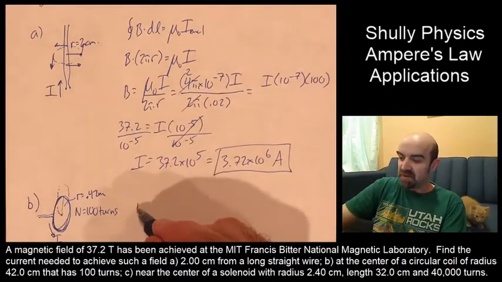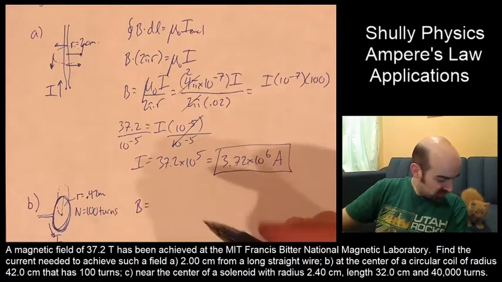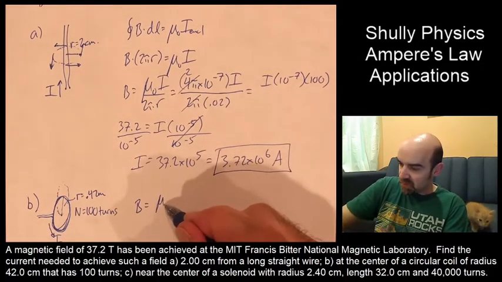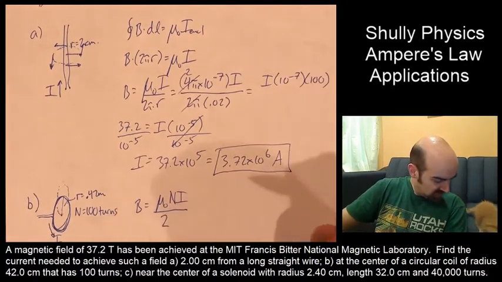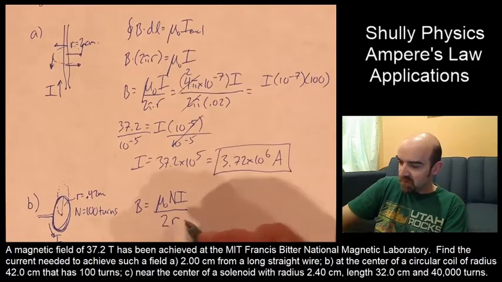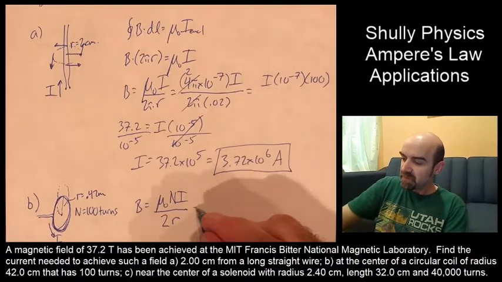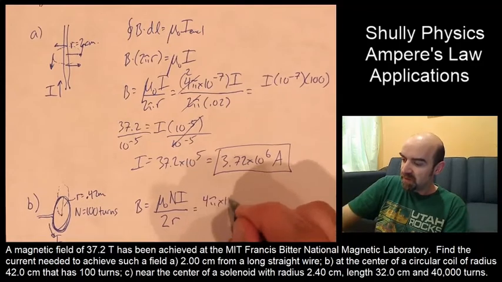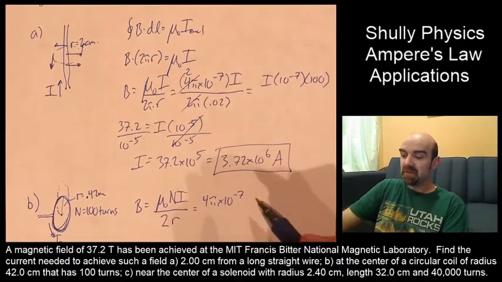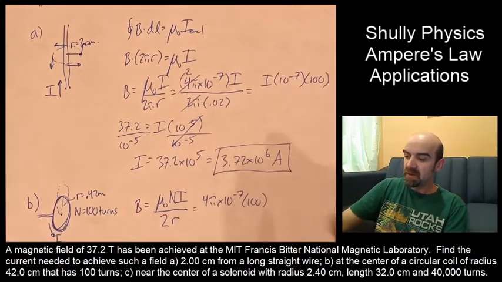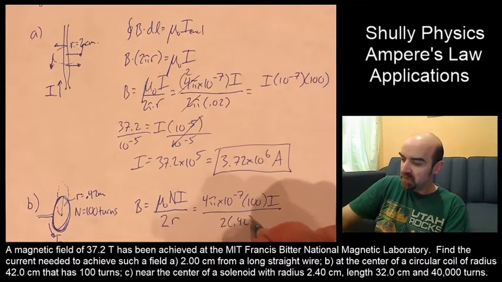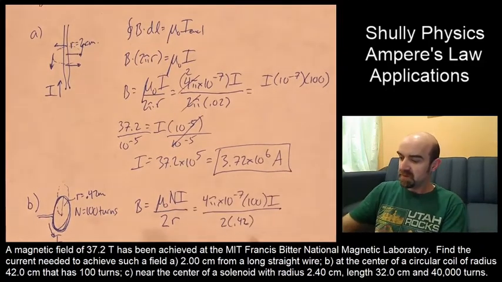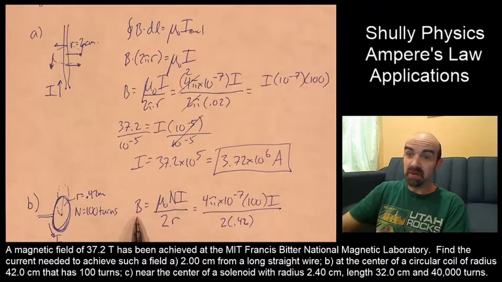the magnetic field at the center comes down to mu naught times N, number of turns, times I divided by 2 times that radius, I believe it is. Okay, 2 times that radius. So we're going to have 4 pi times 10 to the negative 7. In number of turns, we've got 100 turns. The current I is what we're looking for. It's the unknown. 2 times 0.42. There it is. So again, we're trying to achieve a strong magnetic field here.